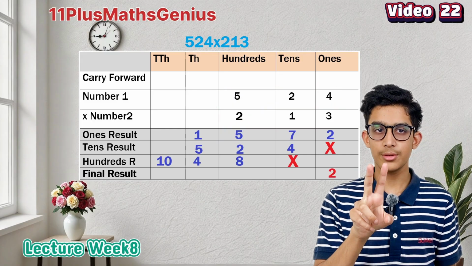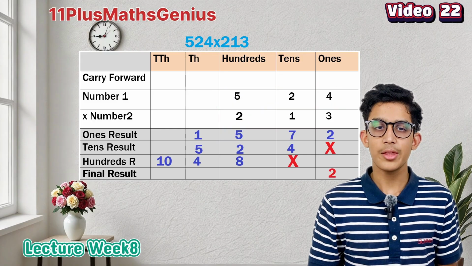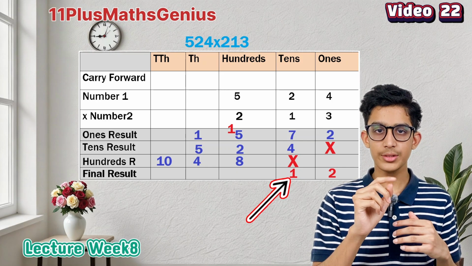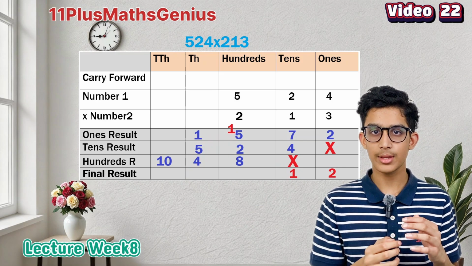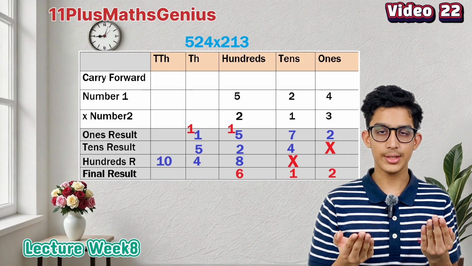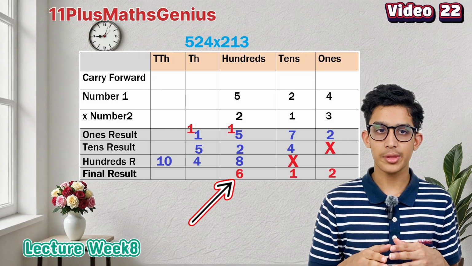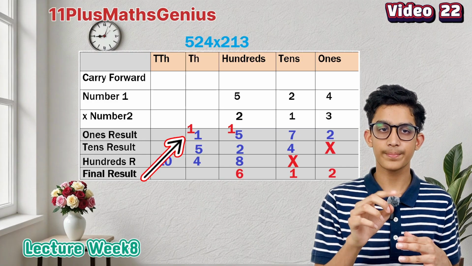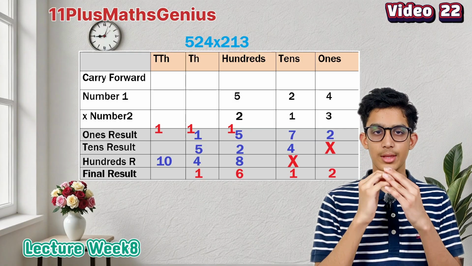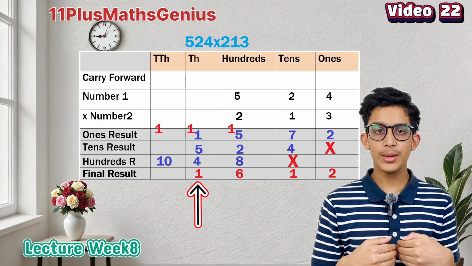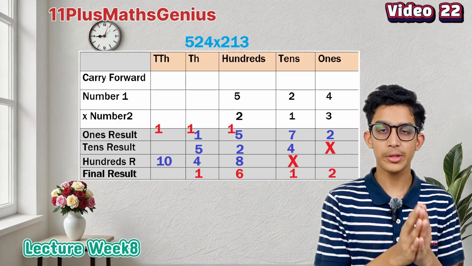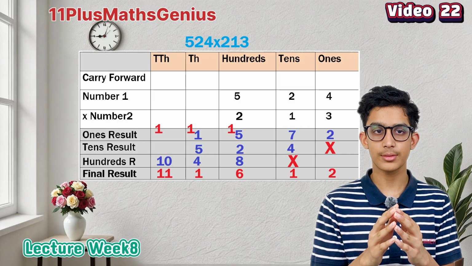We have 2 in the ones place. 7 plus 4 is 11. We keep 1 and carry forward 1. 5 plus 2 plus 8 plus 1 is 16. We keep 6, carry forward 1. 1 plus 5 plus 4 plus 1 is 11. We keep 1, carry forward 1. Finally, 10 plus 1 is 11.